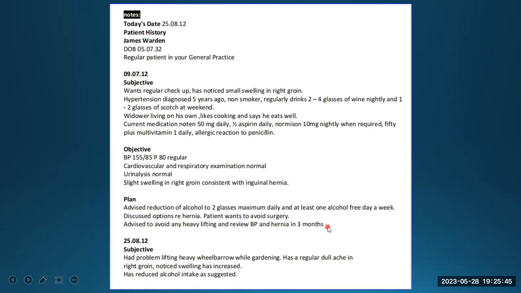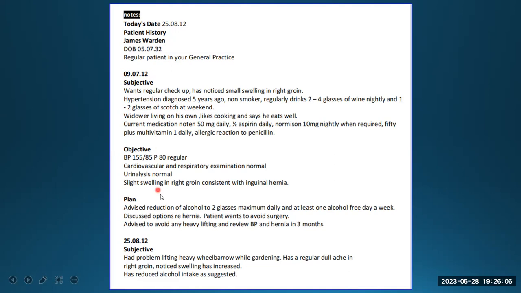Okay, stop. Thank you. So what's happening? The patient presented to me, and this is his first visit, his first presentation, on 9 July 2012. So he wants a regular checkup.